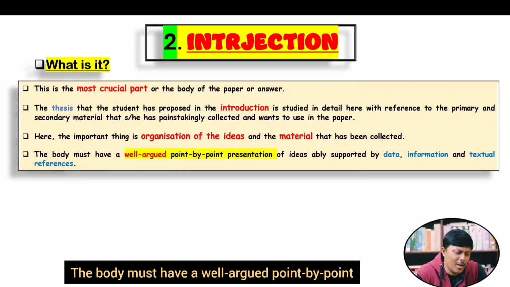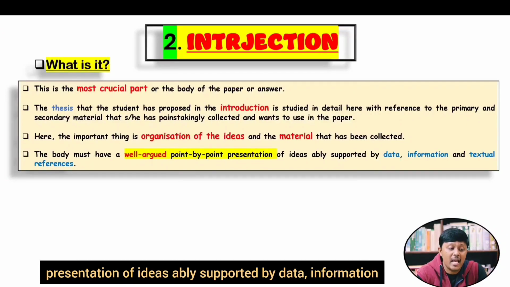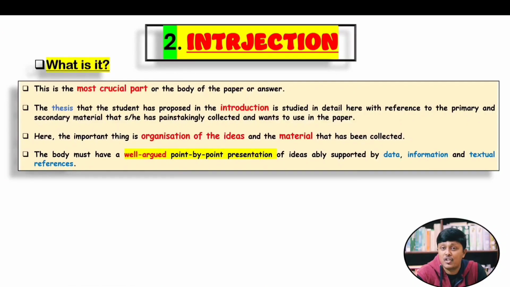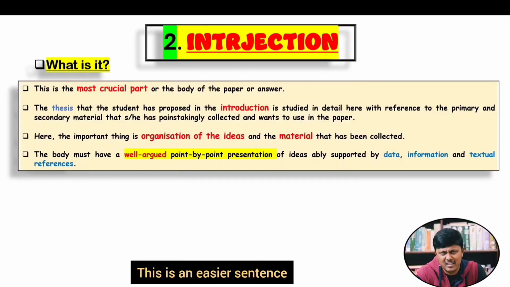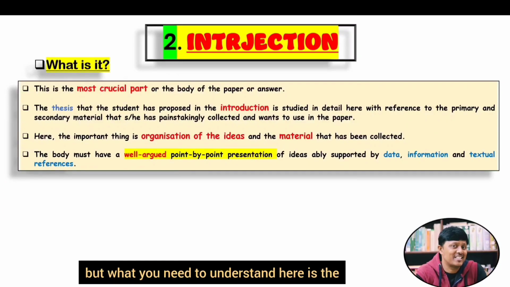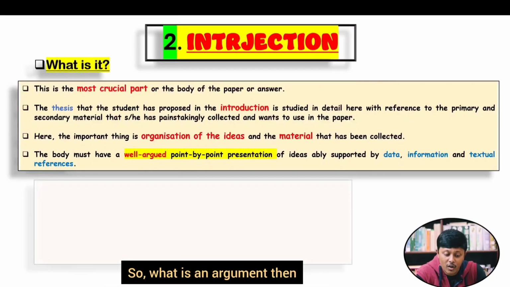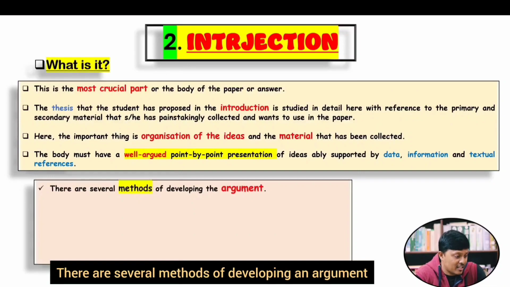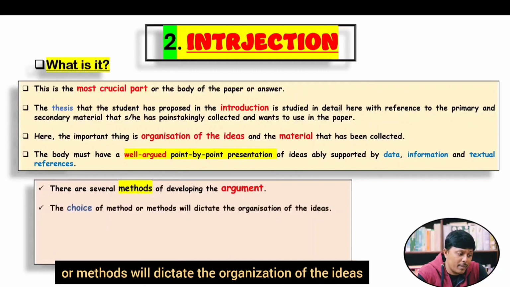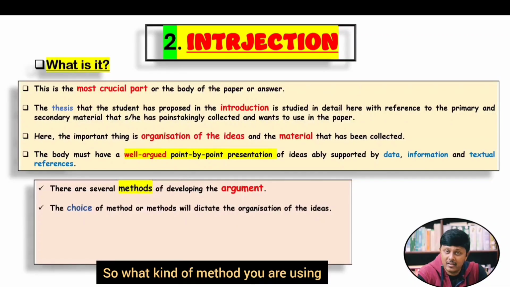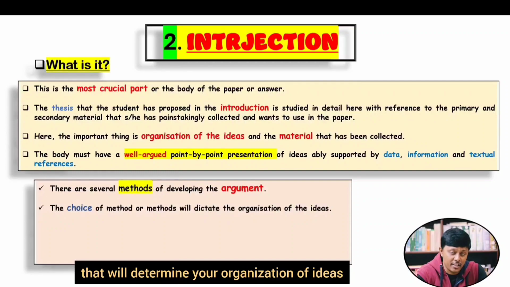The body must have a well argued, point by point presentation of ideas, ably supported by data, information, and textual references. This is an easy sentence, but what you need to understand here is the well argued point by point presentation. So, what is an argument then? There are several methods of developing an argument. The choice of method or methods will dictate the organization of the ideas. So, the kind of method you are using will determine your organization of ideas.